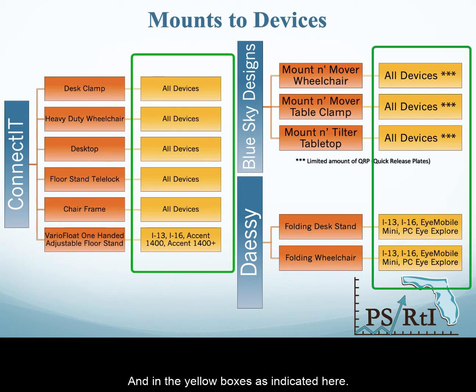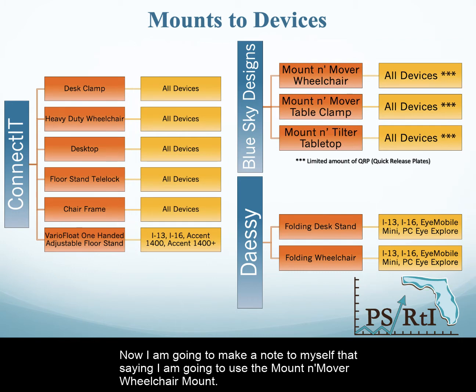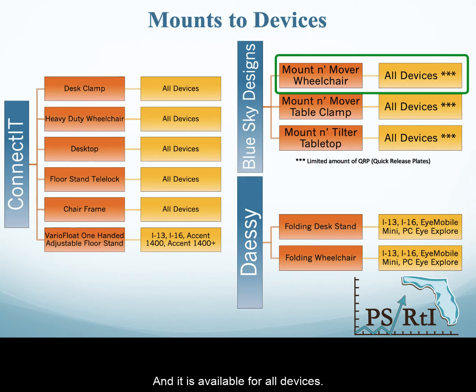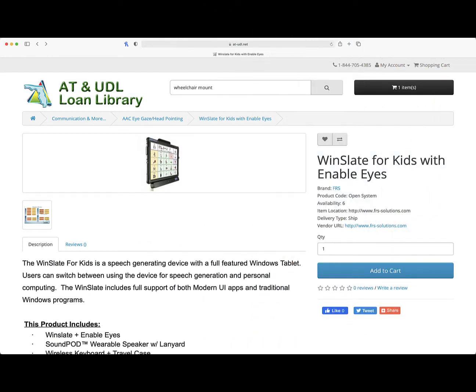And in the yellow boxes, as indicated here, you can see what devices they fit onto. Now I'm going to make a note to myself saying I'm going to use the Mountain Mover wheelchair mount, and it's available for all devices. We're back to the Loan Library homepage.